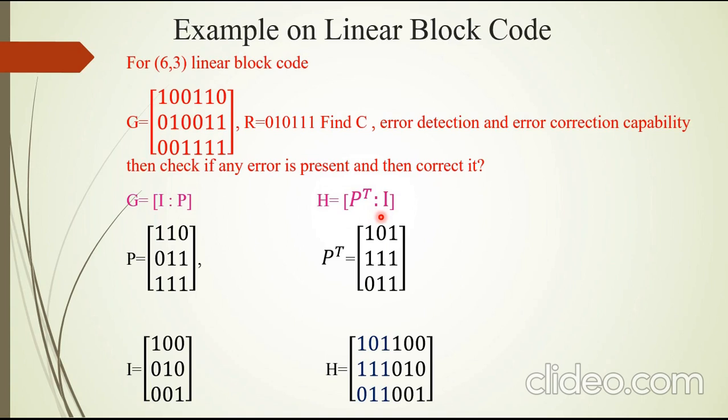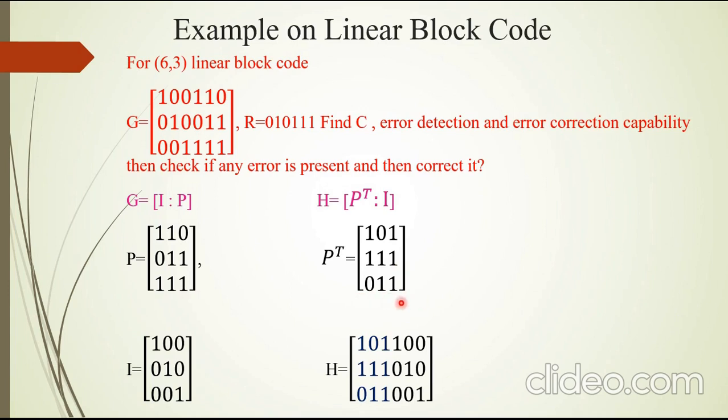So where P is 110, 011, 111. So this is P, parity. Now I have to find out P transpose. So the P transpose will be 101, 111, 011. So this is P and this is P transpose.